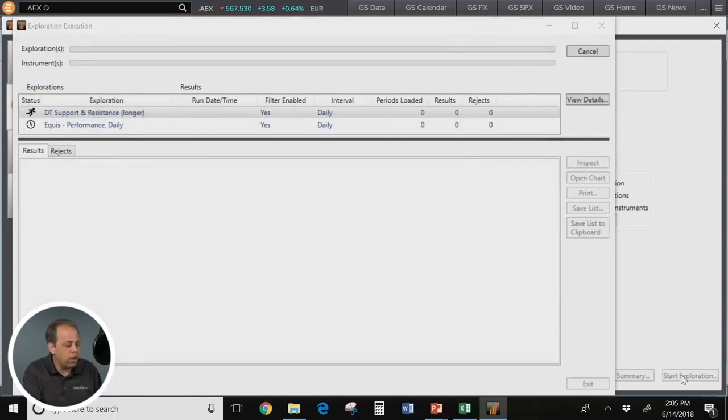So I'm going to go ahead and scan that, start the exploration for that, and it's going to bring up the new exploration dialog box. You'll see right here, with the running man, it's running the DT support and resistance longer term. And right here you've got the Equis Performance Daily. We're going to speed this up a little bit with the magic of editing, but it's only going to take about 30 seconds to a minute to run.